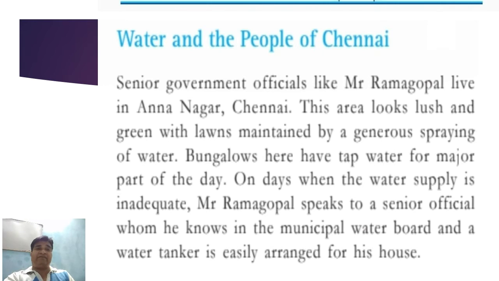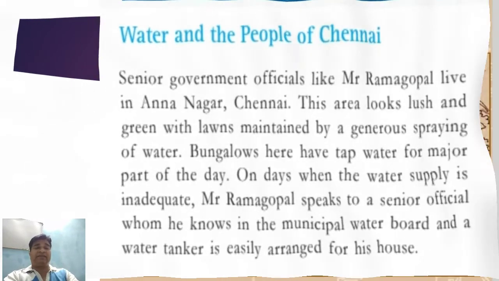So the first site which they see was Mr. Ram Gopal's area. Mr. Ram Gopal is a senior government officer and he lives in Anna Nagar, Chennai, and his house is a good house, a bungalow. There is enough water in his house, and he even washes his car with water. Whenever there is a shortage of water, he immediately rings the municipal office, and one tanker comes in front of his house, and then he takes water from there. So this is the first example.